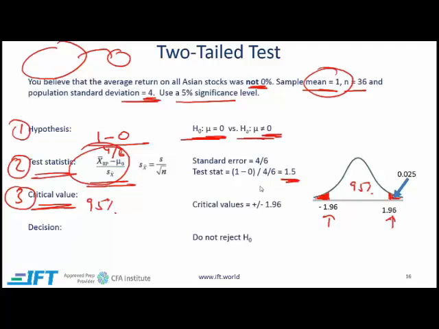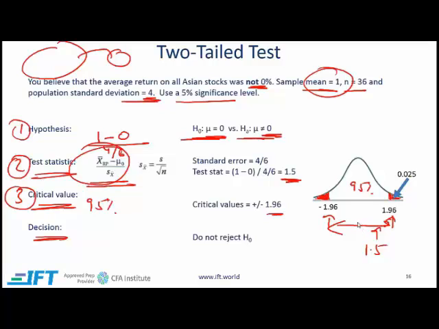Now, what you do next is you make a decision based on comparing the test stat with the critical value. If the test statistic is within this range, so if your test statistic is 1.5, which is inside this range, or less than 1.96, then you do not reject the null hypothesis. So in this case, do you reject the null? You do not reject the null.